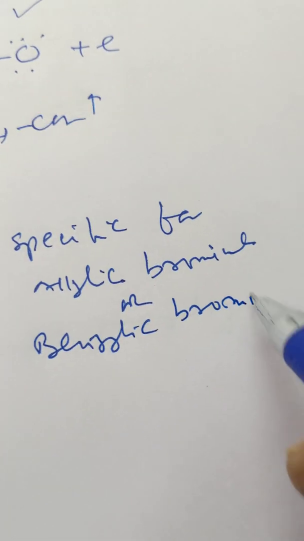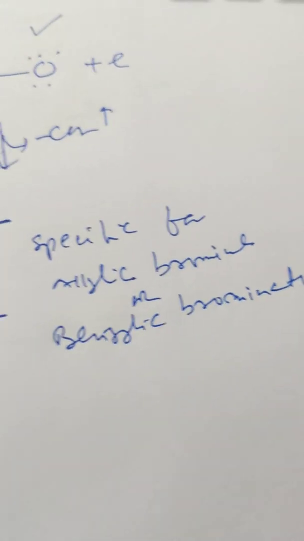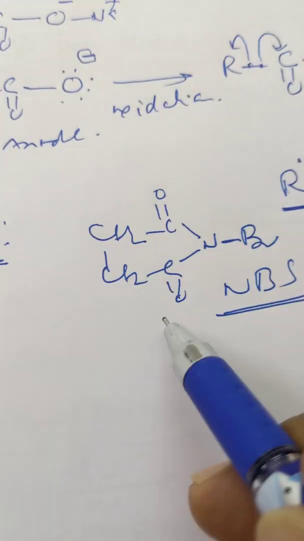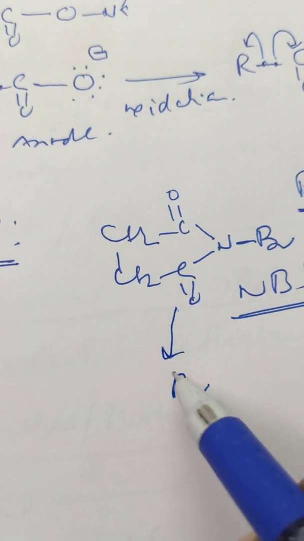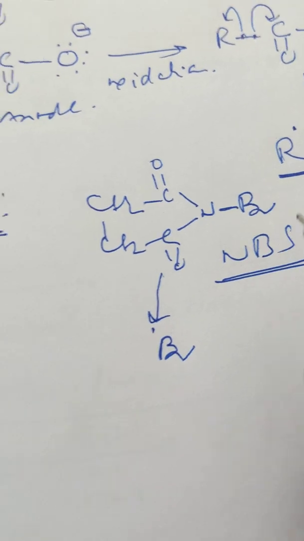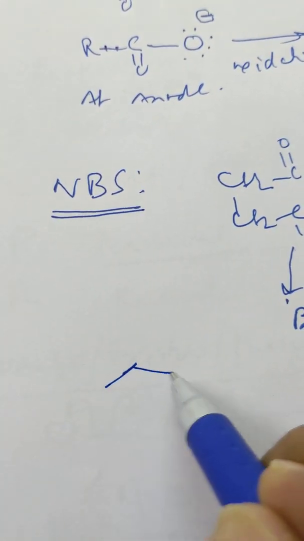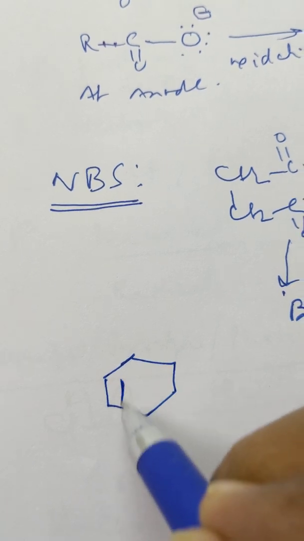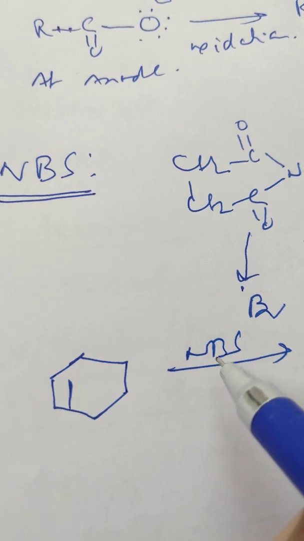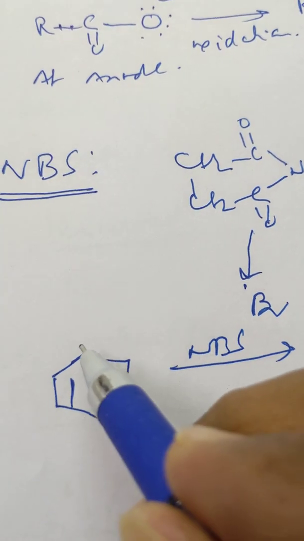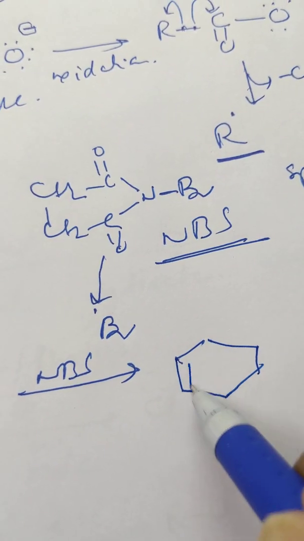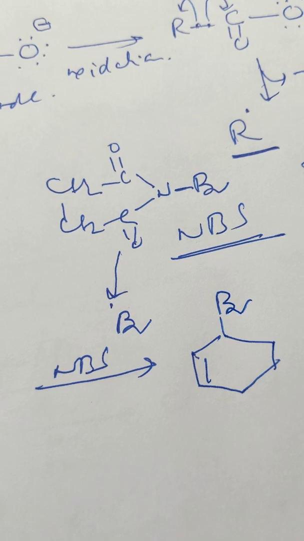Benzylic bromination. This reagent is N-bromosuccinimide. It will slowly give us bromine free radicals, and it is very specific whenever it is this. Say for example we write this, and if it is NBS, bromination will take place, but bromination will take place through a free radical mechanism at the allylic position, and the allylic position is this. This is the answer, free radical formation of this.